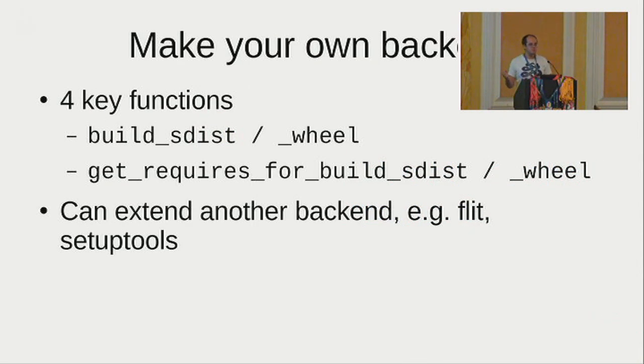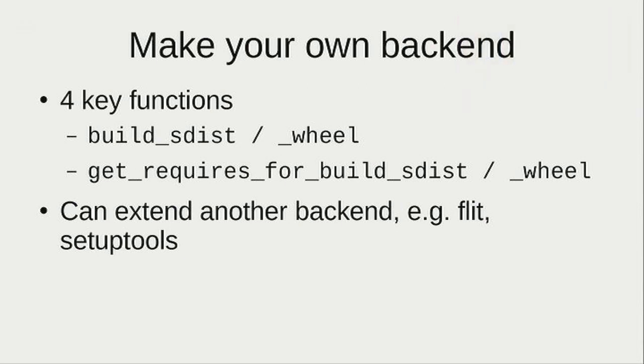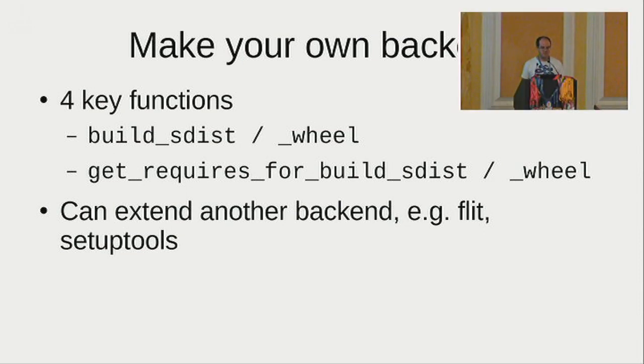If none of these options suit, you can also go away and build your own backend. Although please remember, there should be one obvious way to do it, so don't make a separate backend for every package that you want to package. But there's relatively little to do if you do want to make your own backend. There are these 4 key functions, and you can also do this by extending another backend. You can have that as a dependency, so you could build on something like Flit or setuptools and make it more capable, so you don't have to write all of the code to do these things yourself.